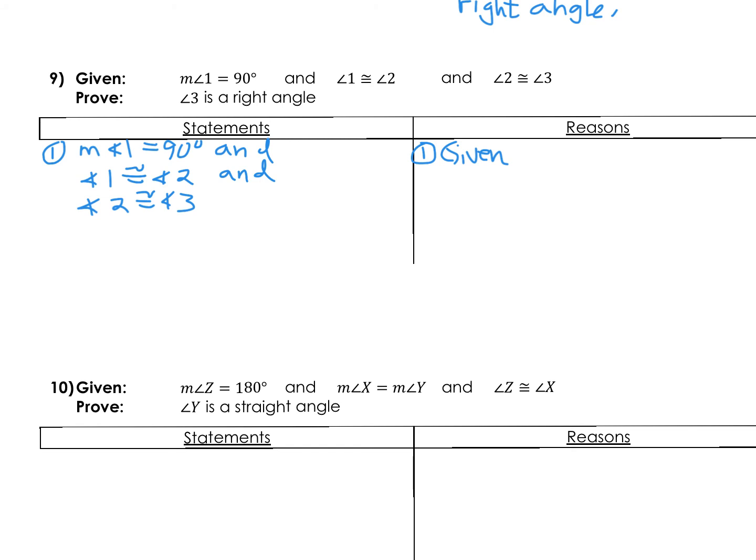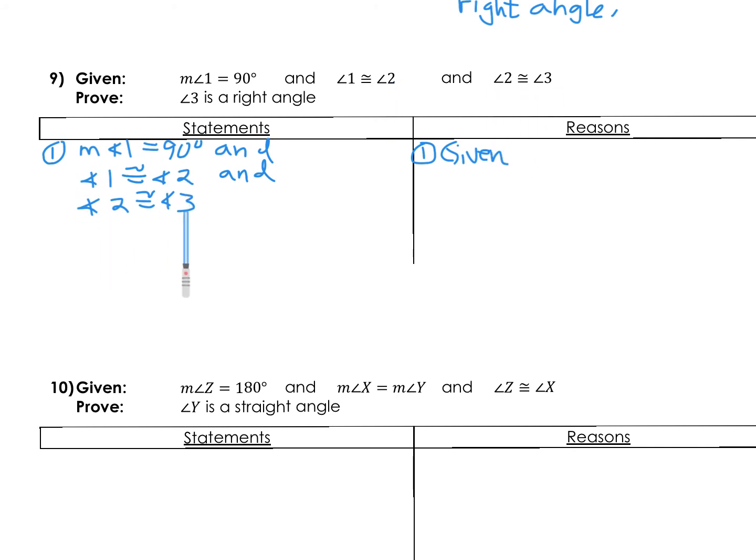Okay, so hopefully you went for it, and doing something is better than nothing. So here are my thoughts, and you might have done something different. You'd have to talk to me about it. But right here, I see the starting of the law of syllogism. And I'm trying to get to angle 3 is a right angle. So somehow I've got to get rid of angle 1 and 2. I do know that angle 1 is 90, and I know that angle 1 is congruent to angle 2, and then angle 2 is congruent to angle 3.